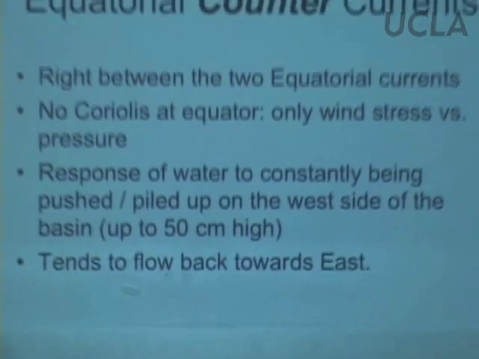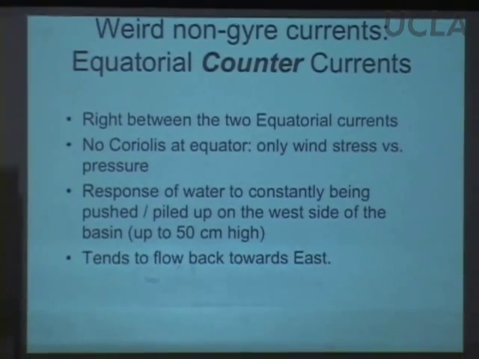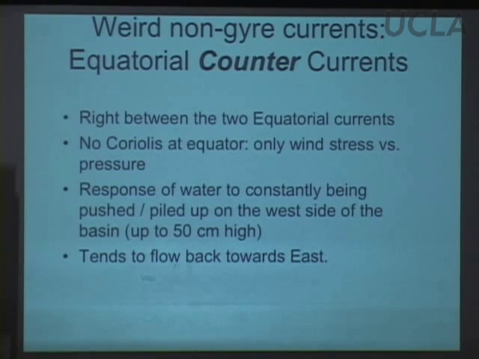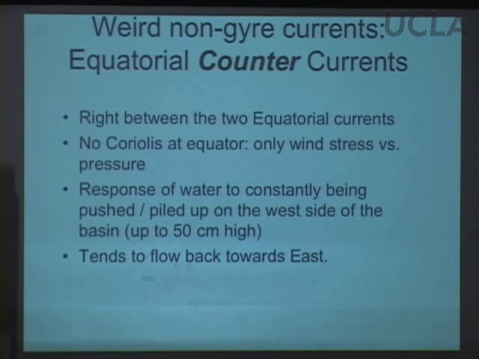Now there's one set of currents that was visible on that global cartoon map I showed you that isn't the Antarctic circumpolar current, which is driven by westerlies. It's not the gyres, which are also driven by westerlies and trade winds, but it is driven indirectly. And those are the equatorial countercurrents, which occur right at the equator, typically between an equatorial current associated with the northern gyre and an equatorial current associated with the southern gyre.